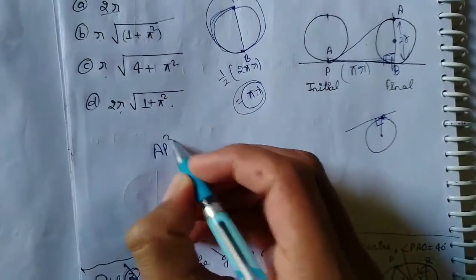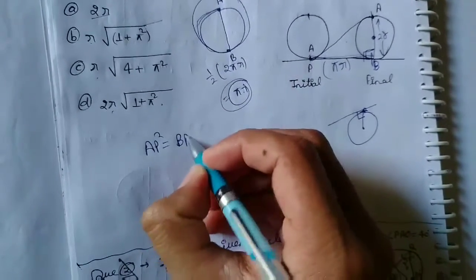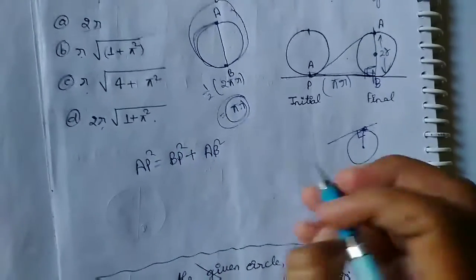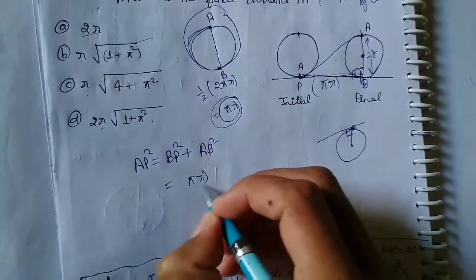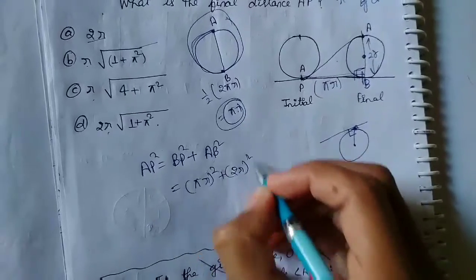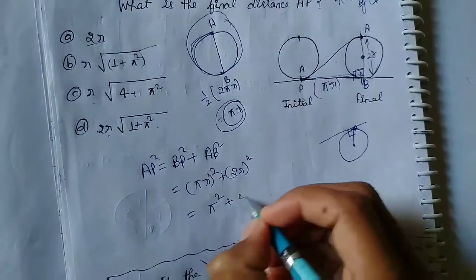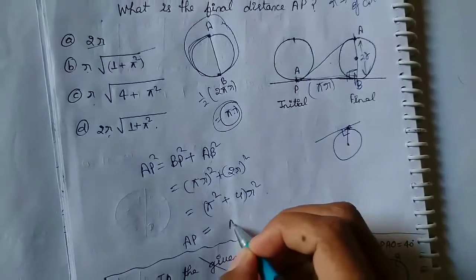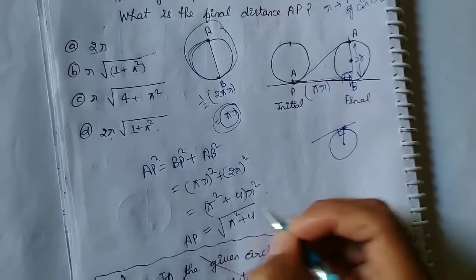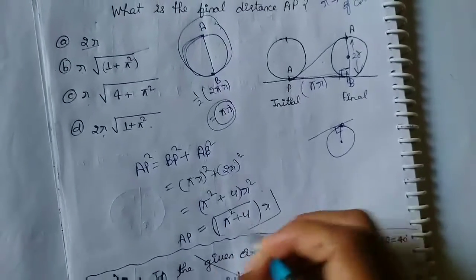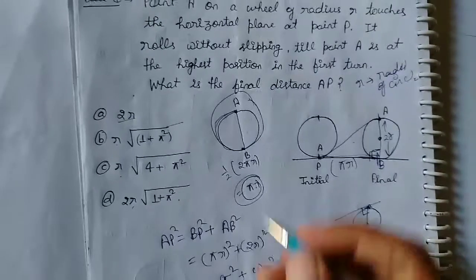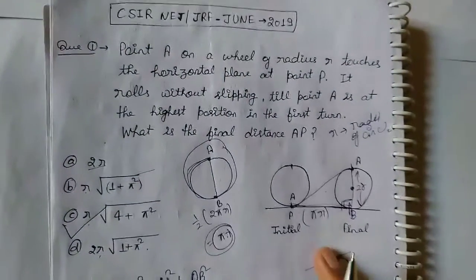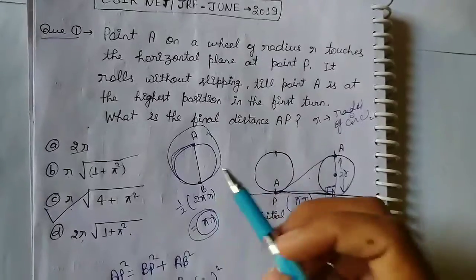So AP square is nothing but base BP square plus perpendicular AB square. Putting the values, (pi r) square plus (2r) square. So pi square plus 4, taking r square common. So AP is r times the square root of pi square plus 4. So what will be the correct answer? Correct answer will be C. So it's a very simple and conceptual question. You can solve it easily by this concept.